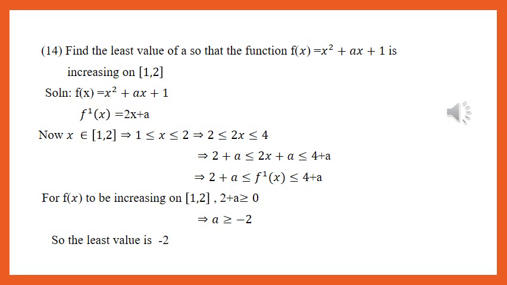Now for f x to be increasing, f dash x should be greater than or equal to 0. Here f dash x is greater than or equal to 2 plus a, but f dash x should be greater than or equal to 0. So 2 plus a must be greater than or equal to 0. Since f x is increasing, f dash x is greater than or equal to 0. So 2 plus a greater than or equal to 0, or a is greater than or equal to minus 2. So the least value is minus 2.